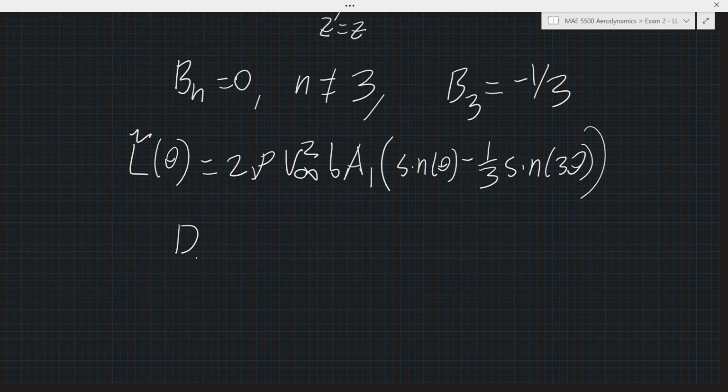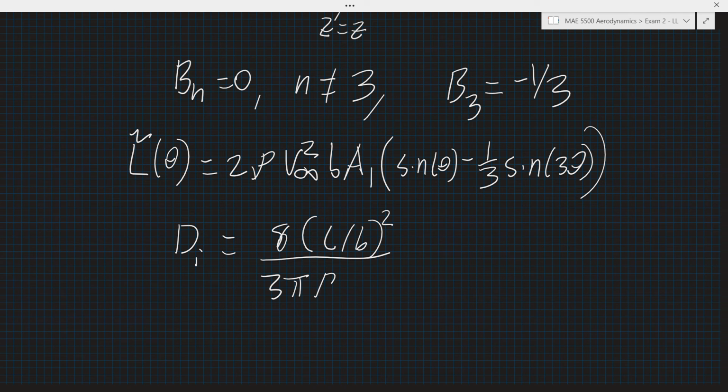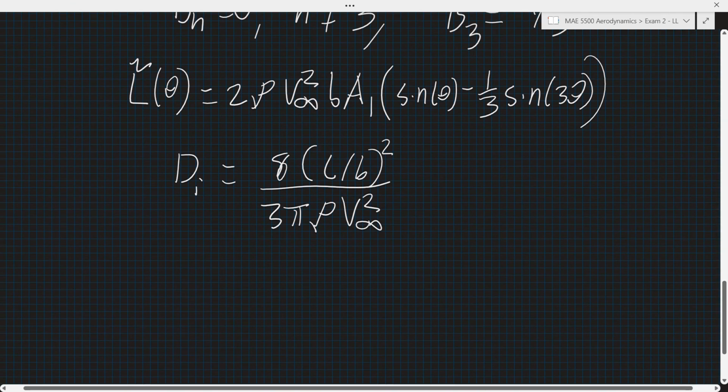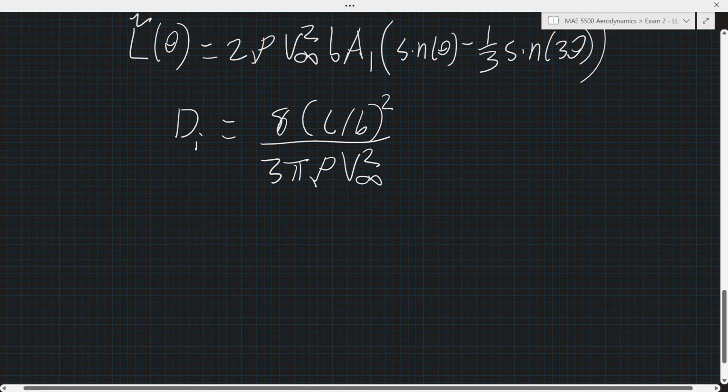And that resulted in a minimum induced drag of 8 times L over b squared, that's an 8, all over 3 pi rho v infinity squared. Now, a couple things to note. Prandtl stated that this is not an absolute minimum.